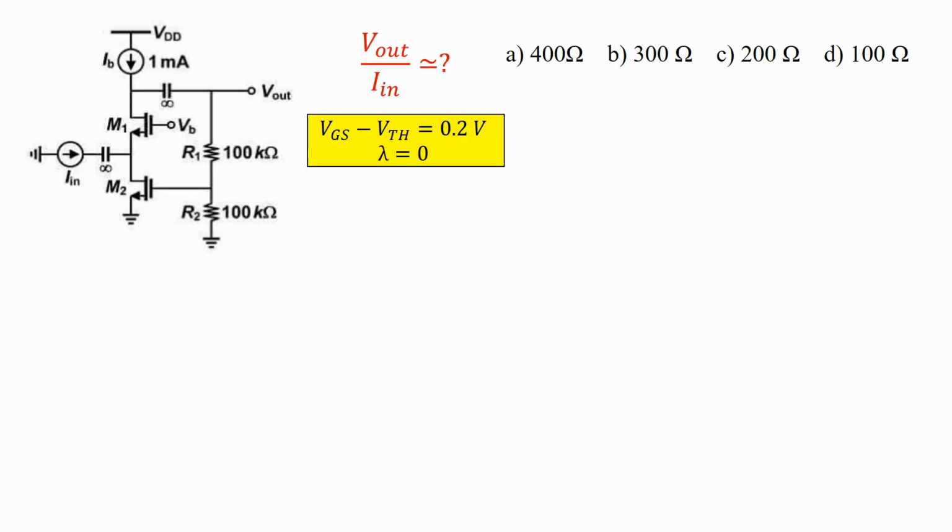Let's jump into it. Here is our problem. And here are all the possible answers for this problem: A, B, C, and D. The unit is ohm because this is voltage divided by current.